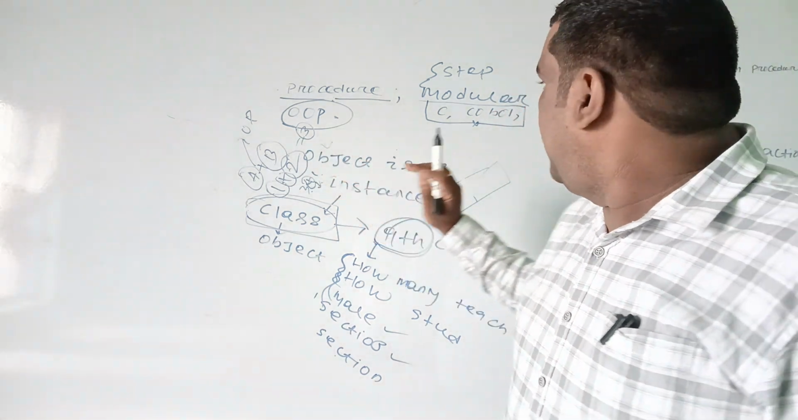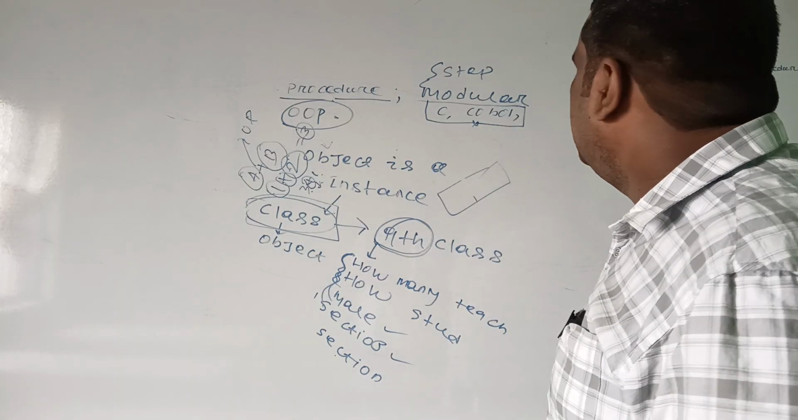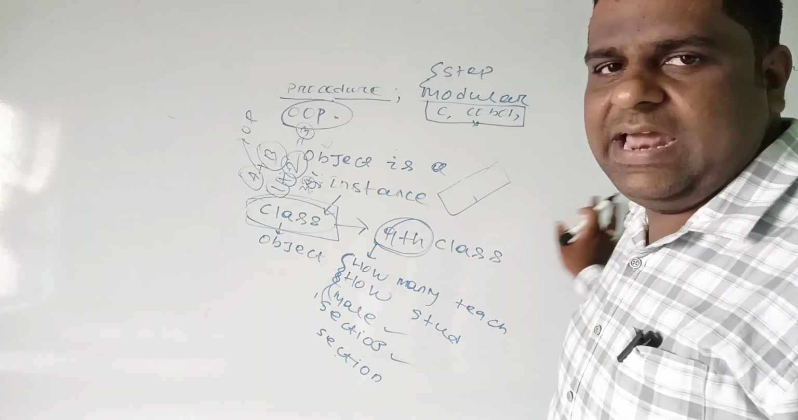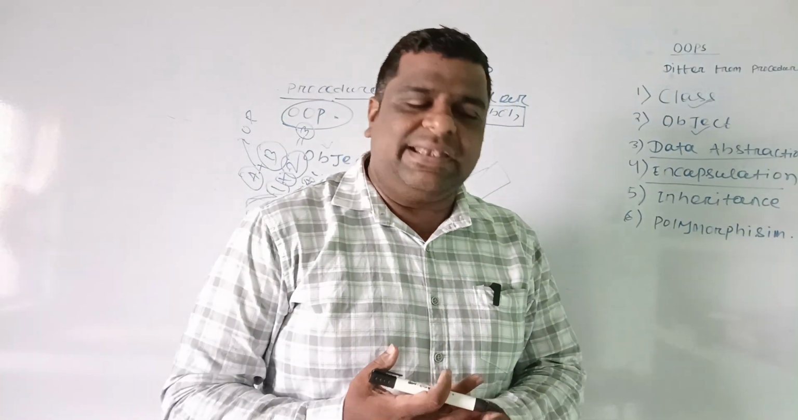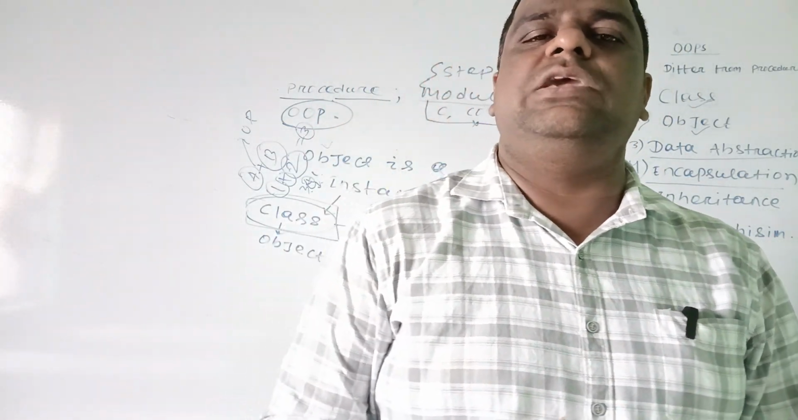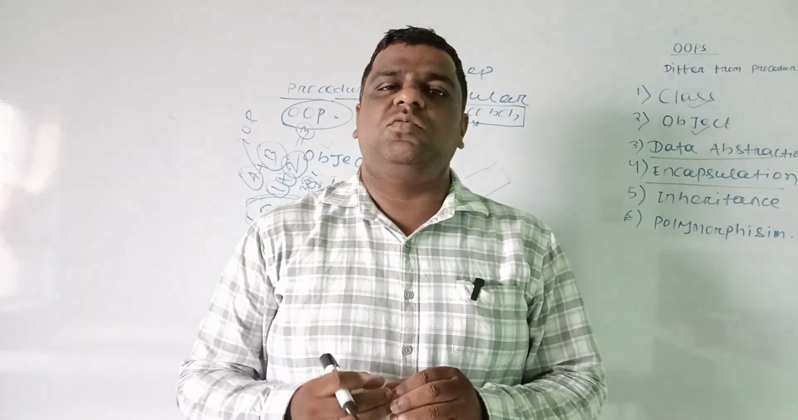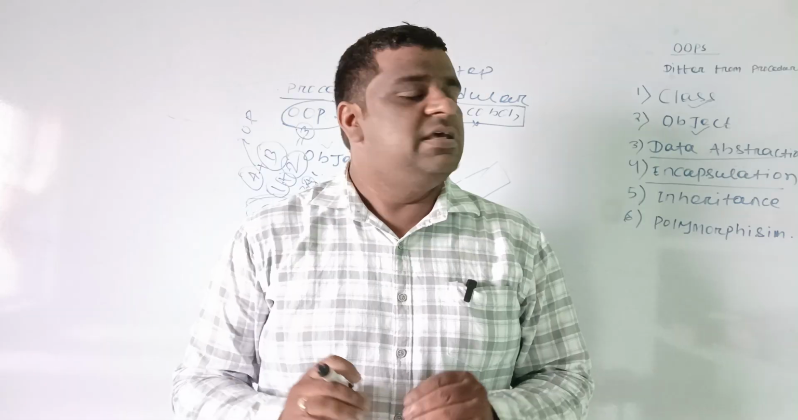The first property is data abstraction, then encapsulation, then go for inheritance. Practically you know the concept of inheritance. All the students must know from your science syllabus what is the meaning of inheritance.